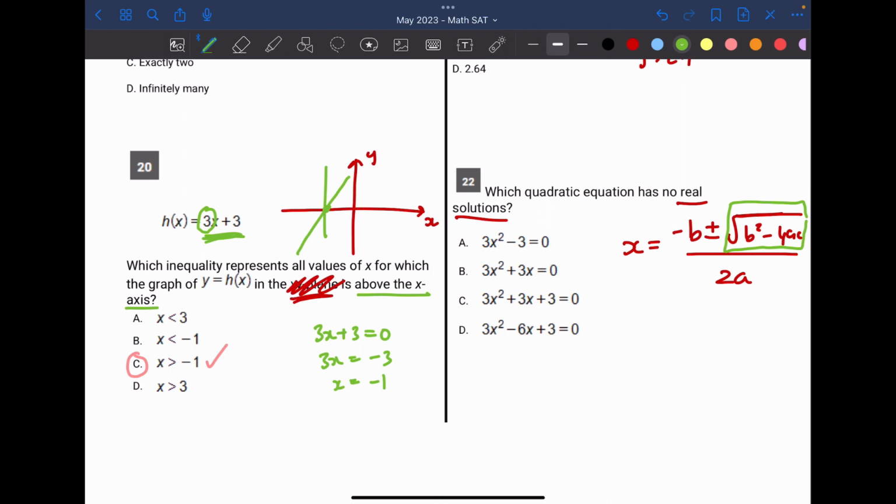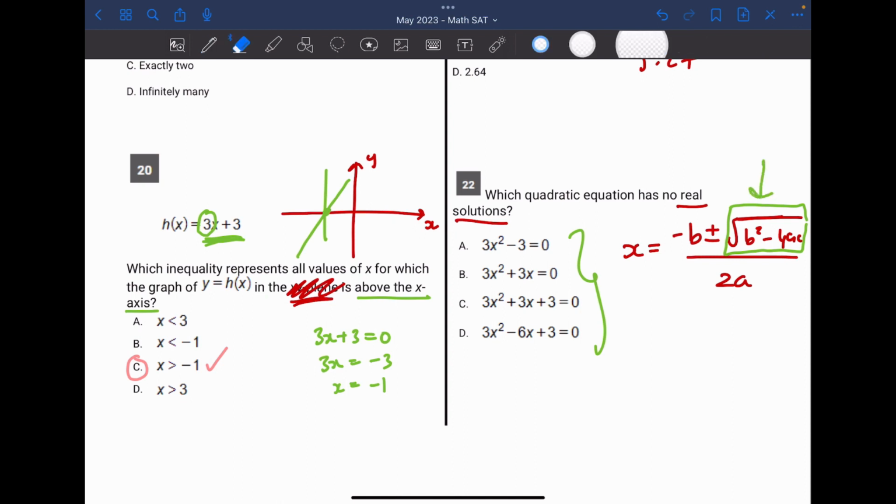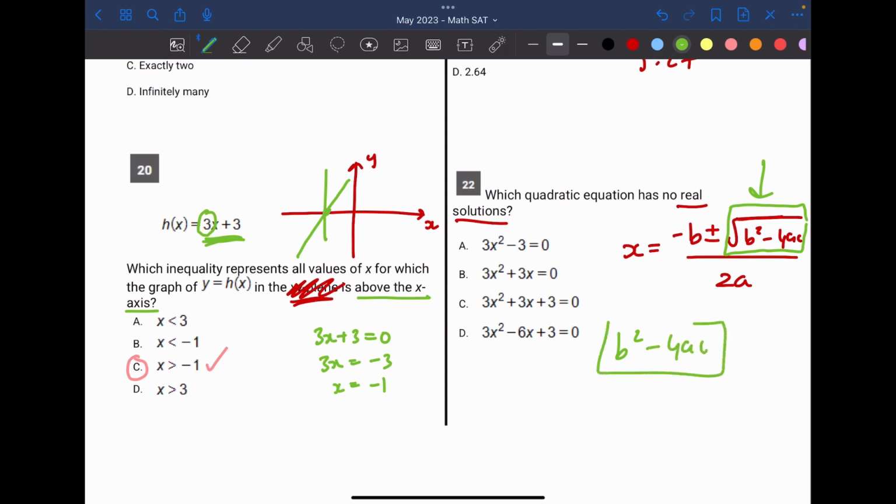Because first off, you cannot take the square root of a negative number. Let's say if this was the square root of negative 3, this would be wrong because there are no real solutions. So we are looking for one of these to have a square root of a negative number. So what is b squared minus 4ac? That's what we're trying to find. As long as this is negative, we pass the solution and that would be the correct answer.